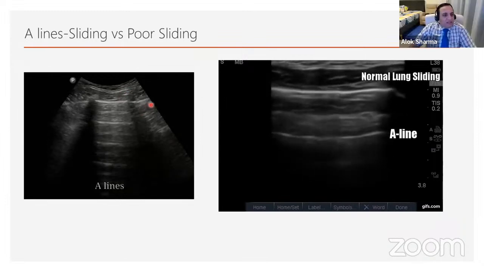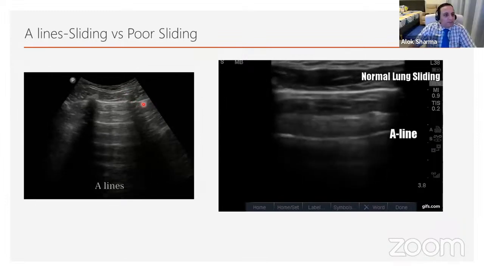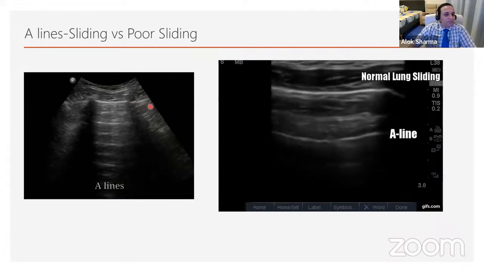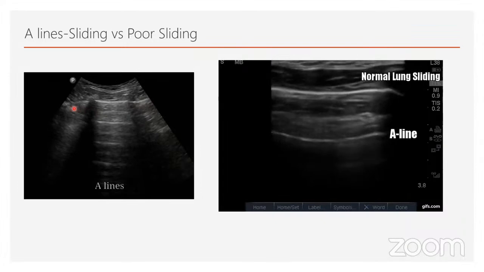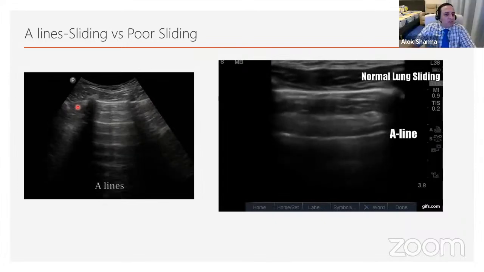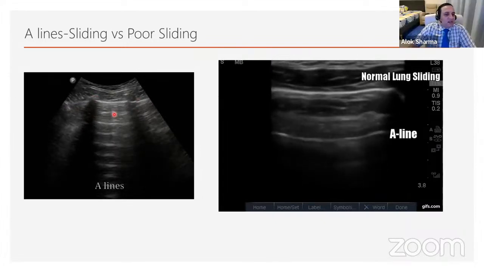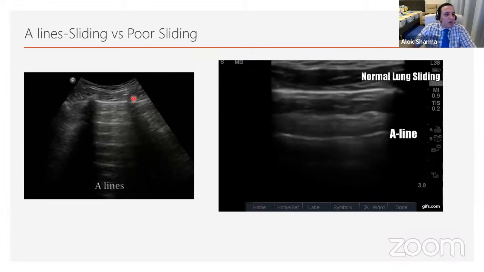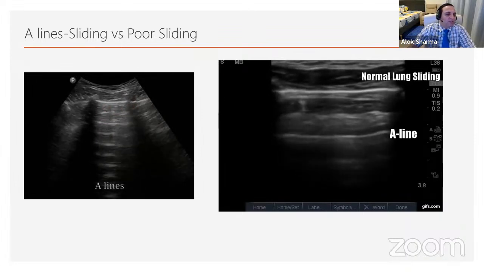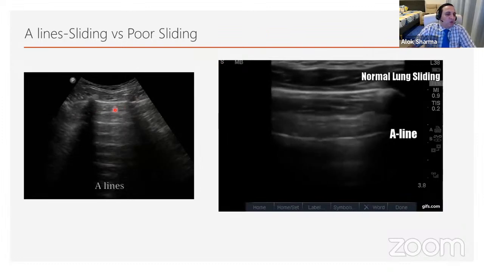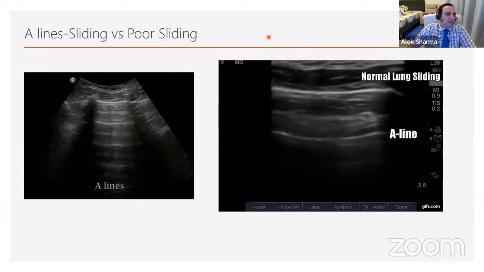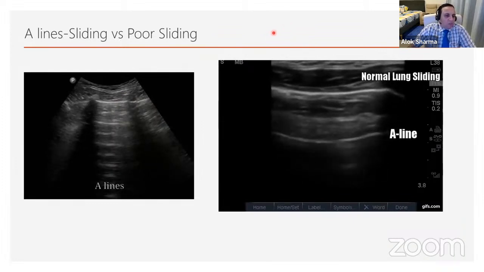Can you see my cursor? Would you all agree there's sliding there? Can you see how it moves? Yes, there's some movement. Would you also agree there's sliding here? Can you see how it moves? So the real question is, is there sliding over here or not? Now, how do I know there's sliding? Can you see this area here? Can you see how they all move? So you have these lines here. So there is sliding in the middle as well, but it's poor.